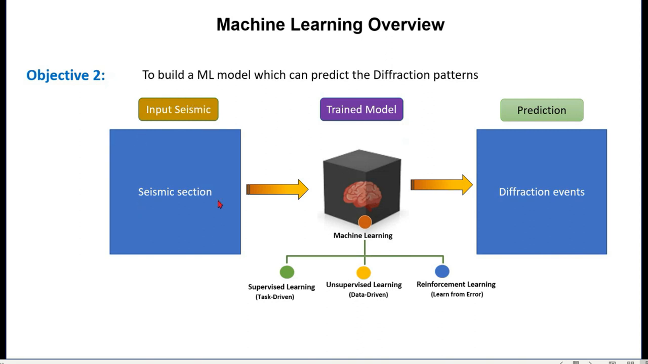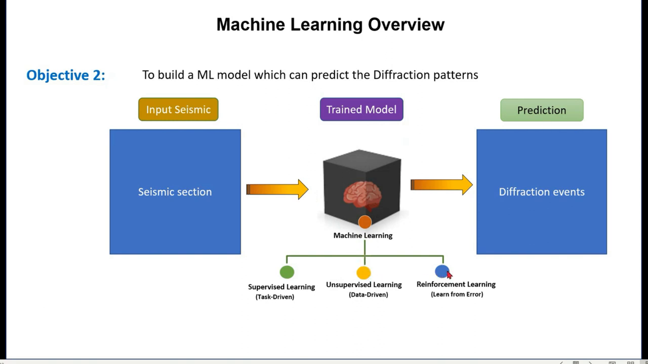On the left side, we have the seismic section. It is obviously an unmigrated seismic section. In the middle, we have the training model, or the trained model, which is based on three different techniques. One of them is supervised learning. In supervised learning, normally you have to give the task to your trained model. The second one is unsupervised learning. What it does is take the data from this section and train your model. In this, you have to train everything yourself. This one is data-driven. I mean, it will take the information from data.